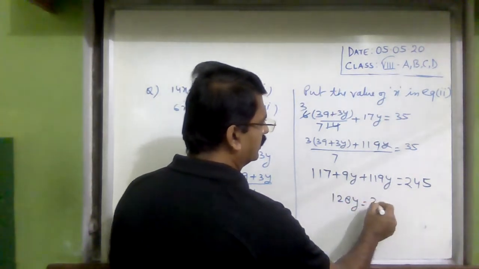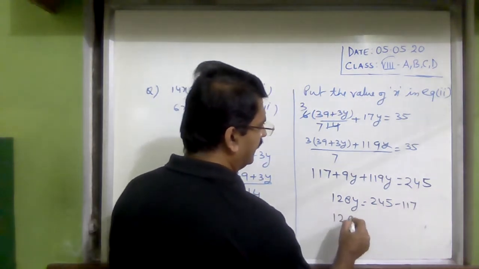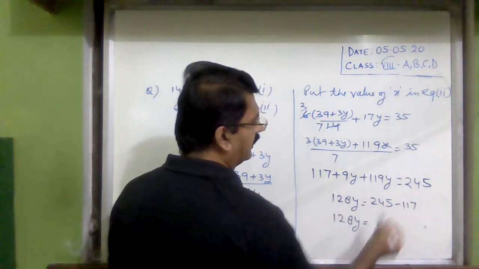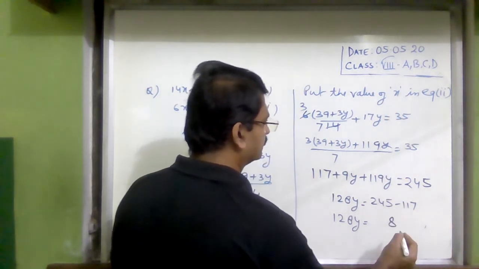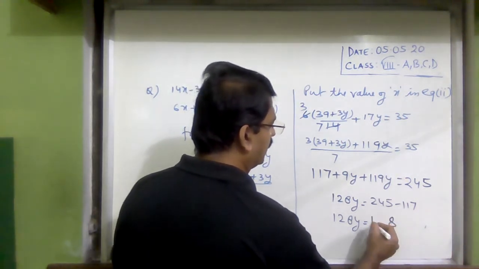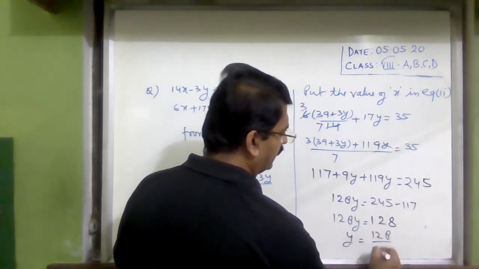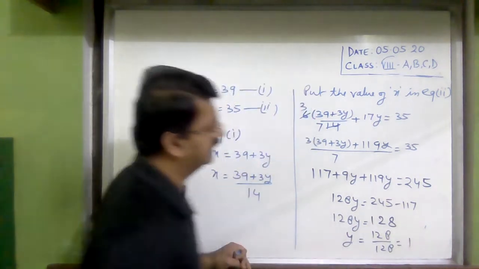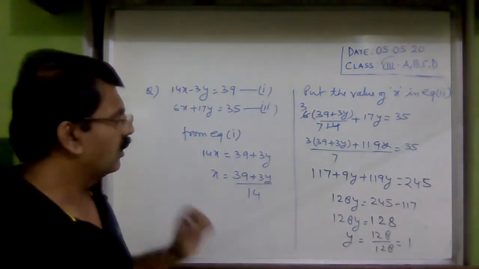Now see, 119 plus 9 is 128. 128y is equal to 245 minus 117. When you subtract, it is 128 only. So y is equal to 128 upon 128. That is 1. That you can see by the substitution method we have got y is equal to 1.